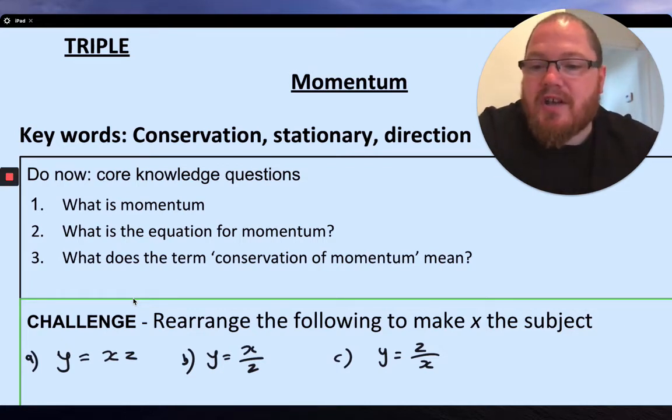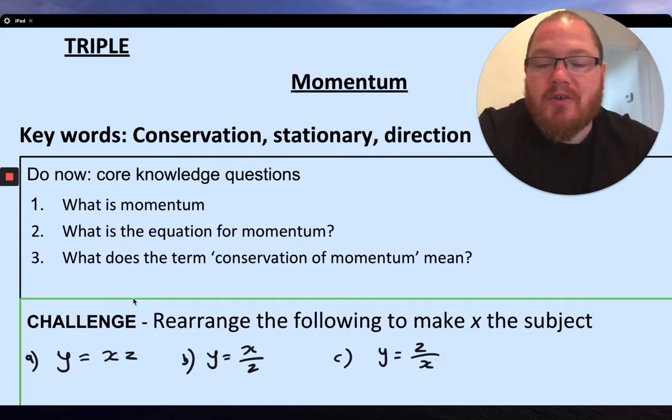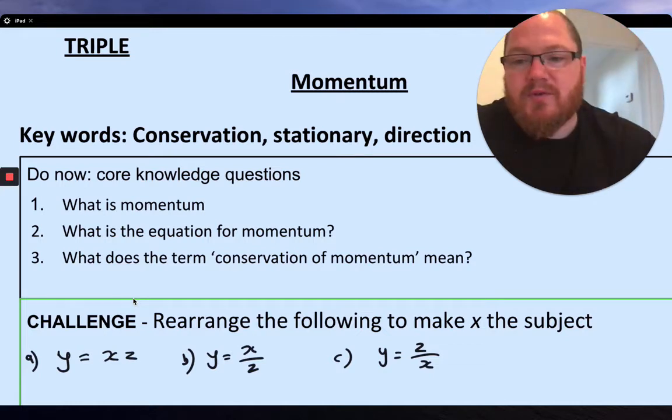And there's just a challenge, just to test your math skills. I want to rearrange to make x the subject. So you've got y equals xz. You've got y equals x over z, and then you've got y equals z over x. I want you to have a go and try and get x on its own in every one of those. So if you press pause and have a go at those now, please.